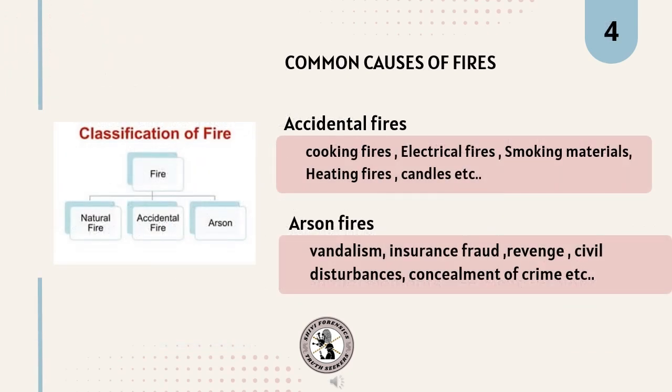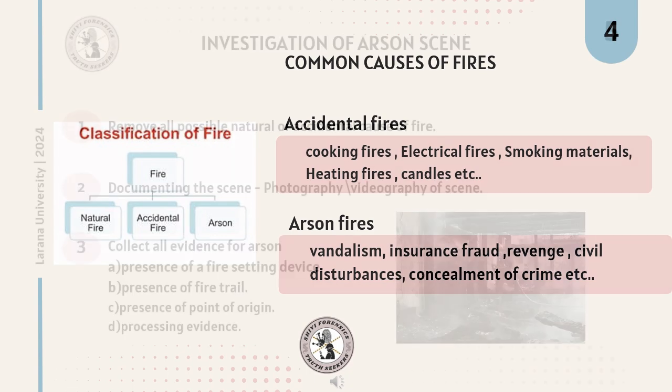Now, let's try to understand common causes of fire. So basically, fire is classified into three main categories, that is natural fire, accidental fire, and arson. Natural fire is due to lightning strikes and hot volcanoes. Lightning strike can ignite dry vegetation. Accidental fires are due to cooking fires and electric fires, etc. Arson, the main causes of arson are revenge, insurance fraud, and vandalism, and some others.